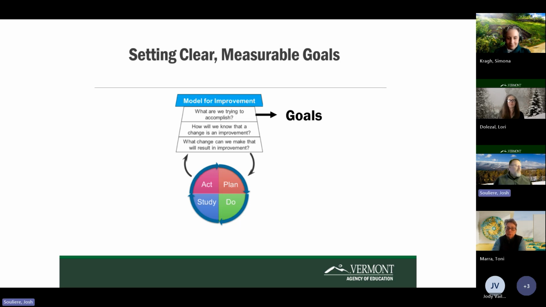Thanks, Lori. The first component of the driver diagram are the goals. As you will recall, this is the overarching model for improvement. The first question, what we are trying to accomplish, relates directly to the clear, measurable goals that are necessary to achieve your intended outcomes.